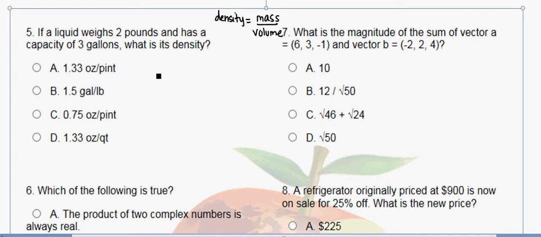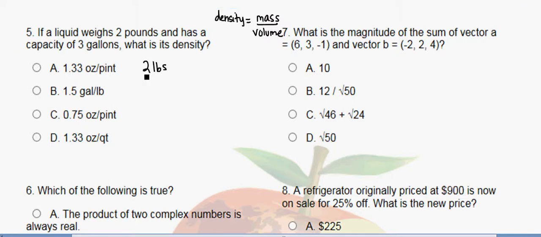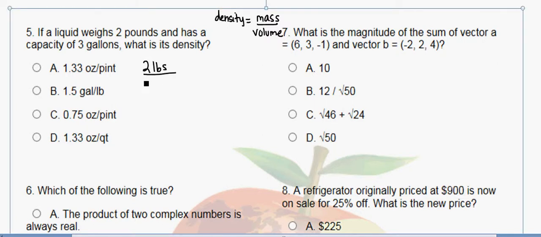So what we have is something that has a weight of 2 pounds, which is like the mass, over the volume, which is 3 gallons. So we're taking 2 pounds over 3 gallons. Now, if we look at our choices, we see that pounds per gallon is not going to be the right choice. So we have to use some conversion factors to get it into an appropriate answer. I'm seeing lots of ounces.